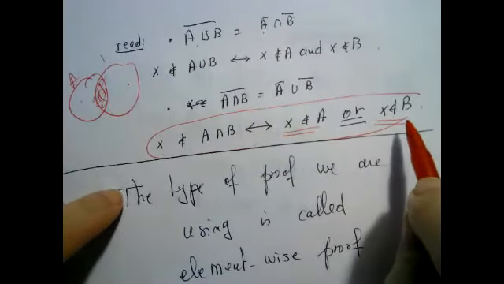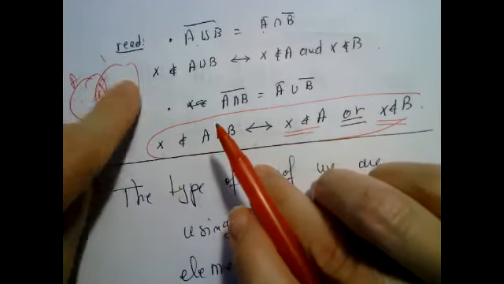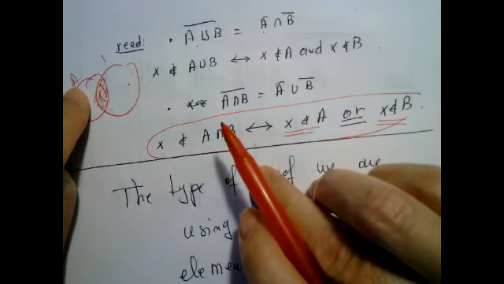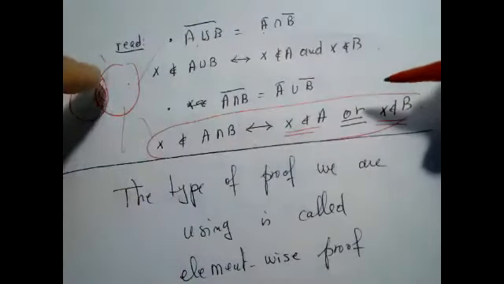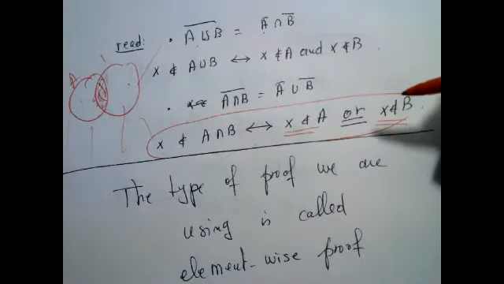That's really what it means, because that's how I can avoid the intersection. Either not here or not here. I don't have to be not in both. I don't have to be outside. I can be either not here or not here. That's how I can avoid the intersection.